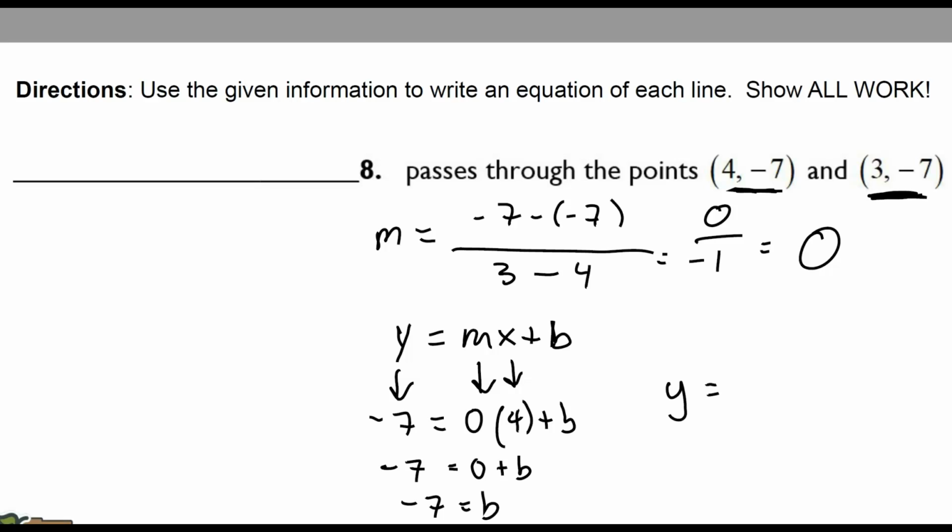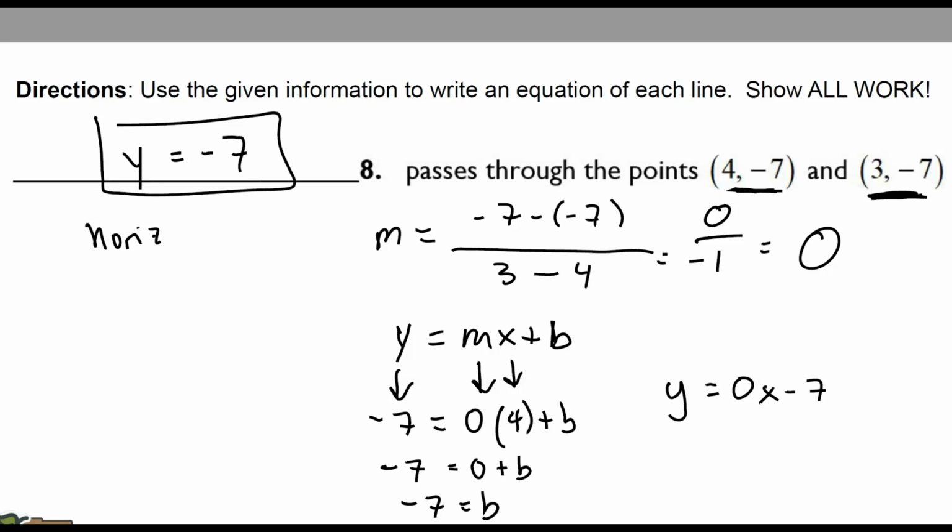So we would write an equation y equals 0x minus 7, but of course 0x is just 0, and 0 minus 7 is negative 7, so our equation, our horizontal line, if you recall, is going to be y equals negative 7.